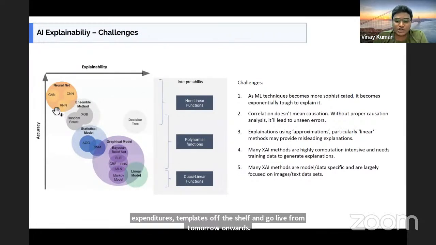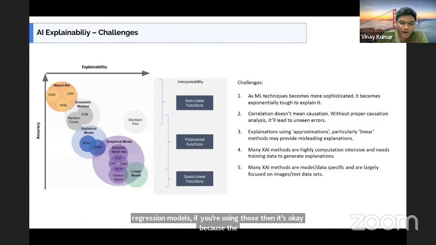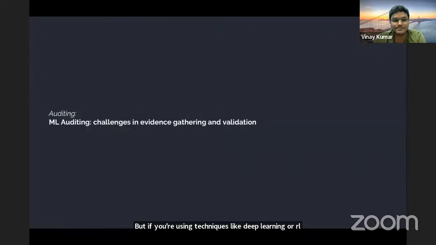And that effort kind of extrapolates if you're using more complex techniques. You could be using some intrinsically explainable models like SVMs, for example, or linear regression models. If you're using those, then it's okay because the models themselves are explainable. Where you would have a starting point, which is the decision tree or the feature importance or Shapley values, for example, which you can use to get started and build more templates around it. But if you're using techniques like deep learning or RL, for example, it's quite tough to explain those kinds of models.